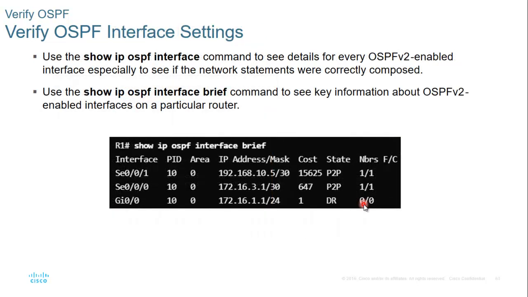Use the show IP OSPF interface command to see details of every OSPF version 2 enabled interface, especially to see if the network statements were correctly composed. This is a quick way for you to check whether or not you have input the right addresses. Use the show IP OSPF interface brief command to show everything in a more brief form.